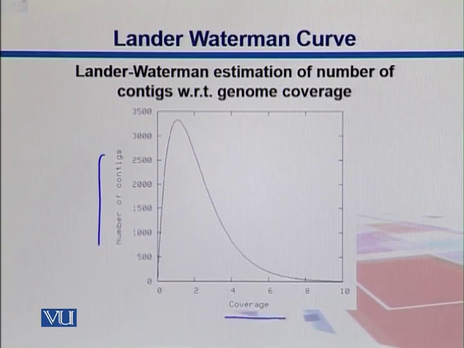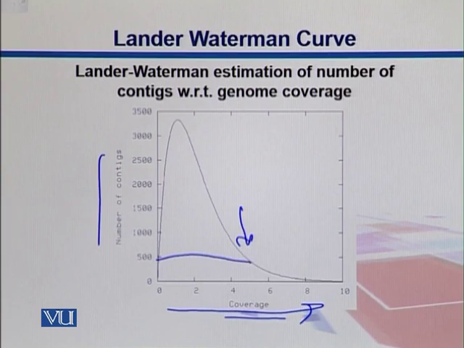We see that if the coverage is really low, like 1 or so, you will have a huge number of contigs, over 3000, which are small-size contigs. As you move towards the right and increase the coverage, the number of contigs starts decreasing, as we see here. So we have roughly 500 contigs at 5x coverage. As we increase the coverage, the number of contigs decreases.